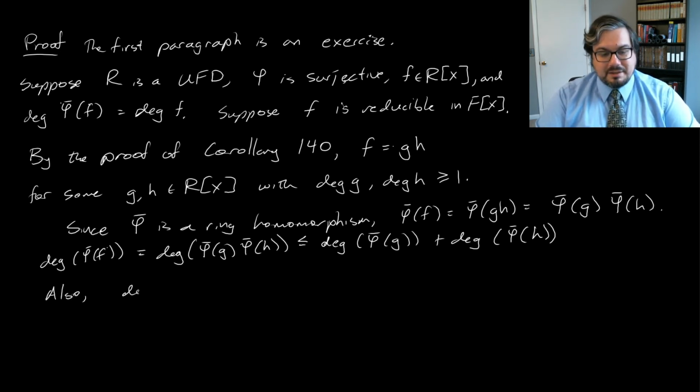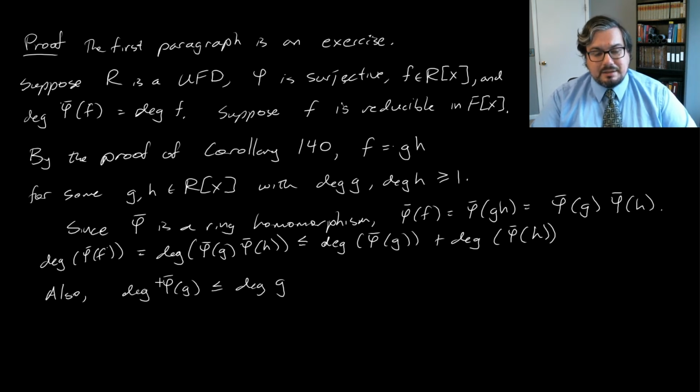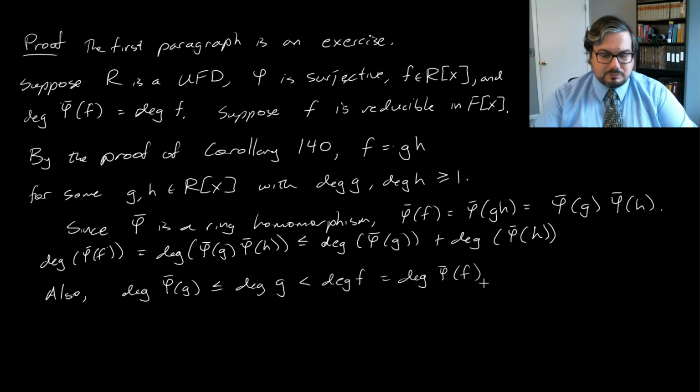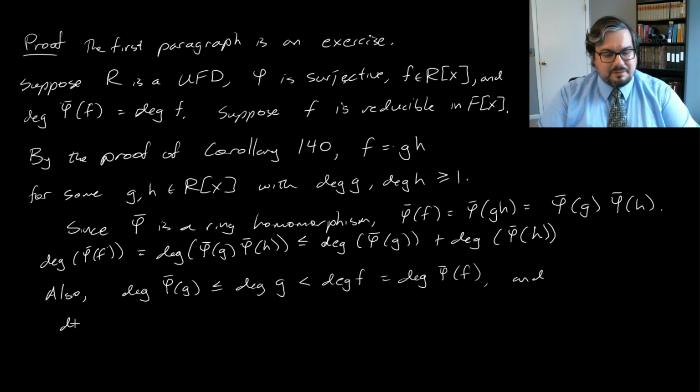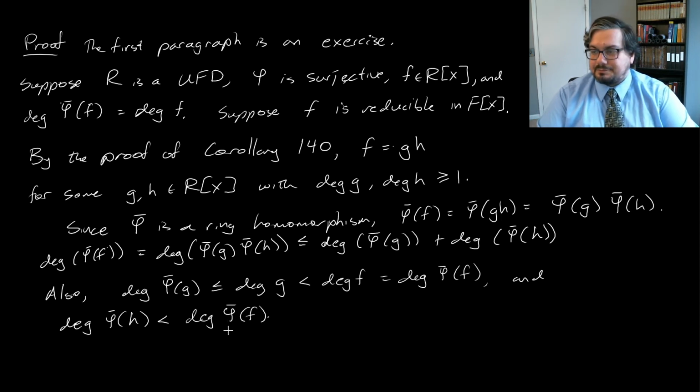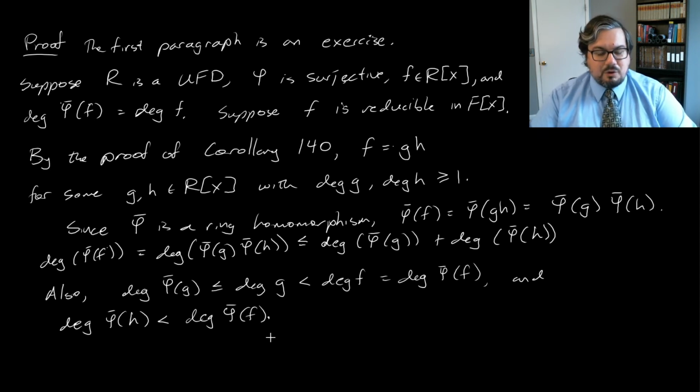But we also have that the degree of phi bar of g is less than or equal to the degree of g. As I said, the function phi might send the leading coefficient of g to 0, so the degree might drop. But we also have that the degree of g is less than the degree of f, which is equal to the degree of phi bar of f. And we also have that the degree of phi bar of h is less than the degree of phi bar of f.